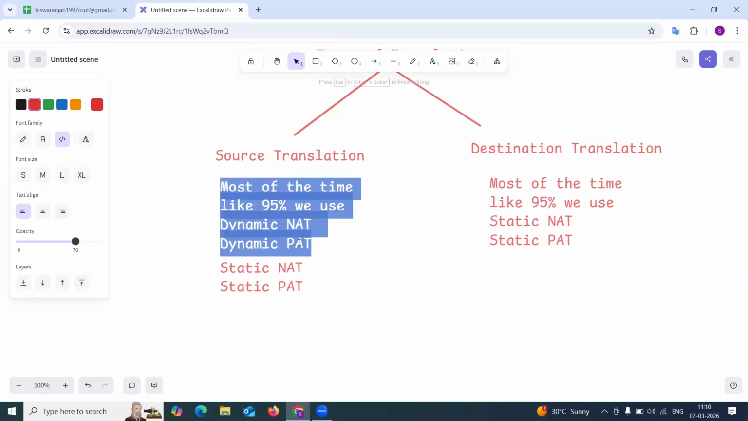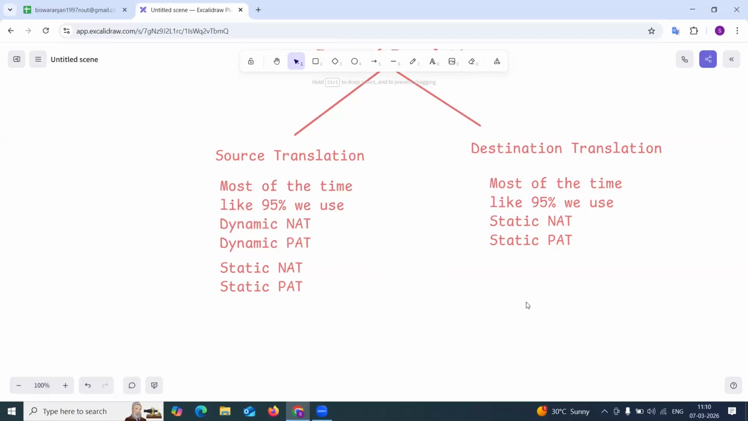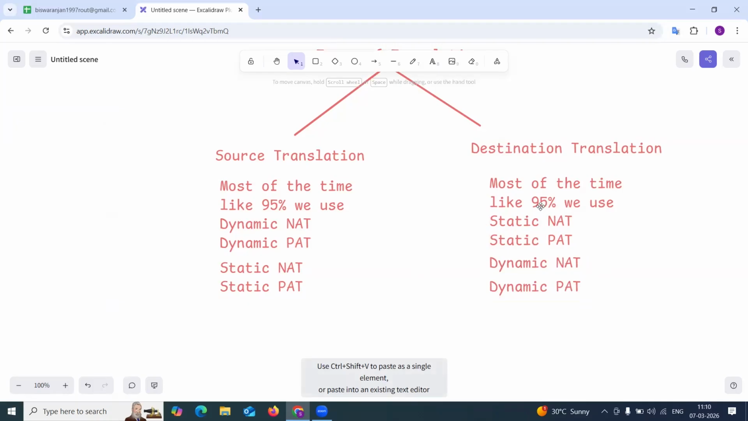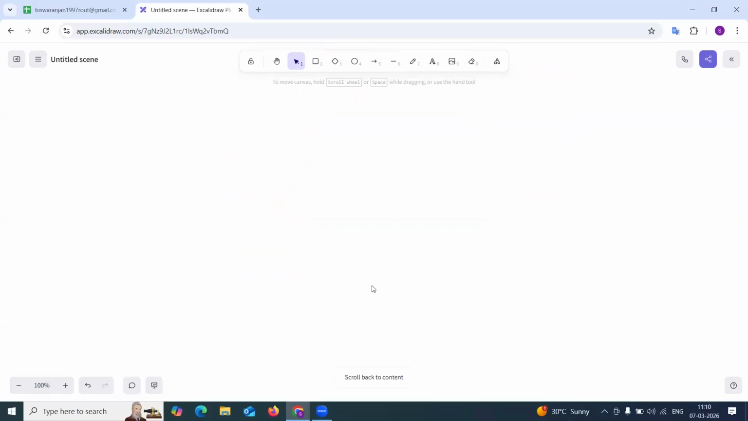Now, they might ask, can't I use dynamic NAT and dynamic PAT for a destination? It can be. That's why I've written 95% of the time. I didn't write 100%. It can be, but 95% of the time, the majority is that statics are used on the destination side and dynamics are used on the source side. Okay. So I'm not denying that it is used. It is used, but depending.